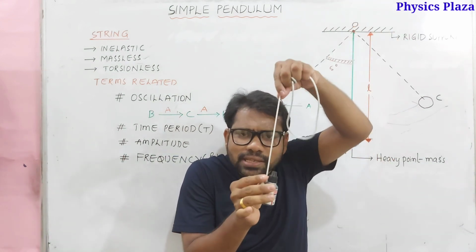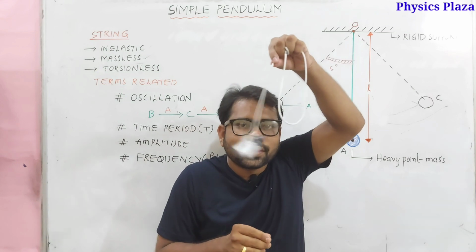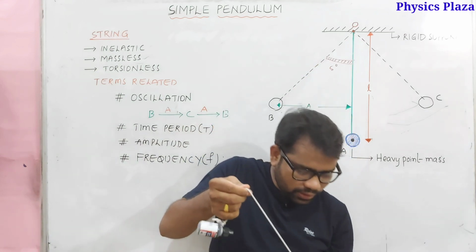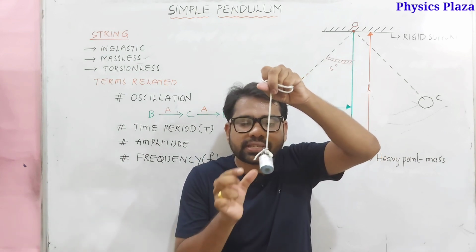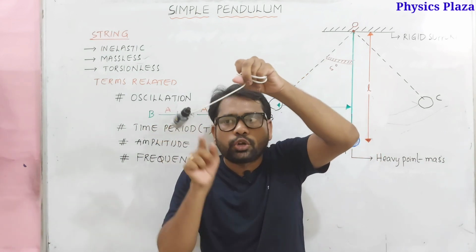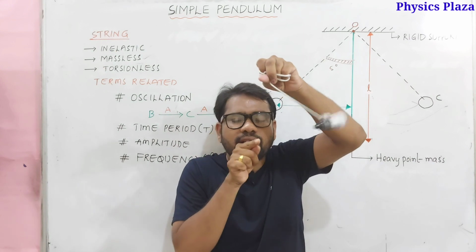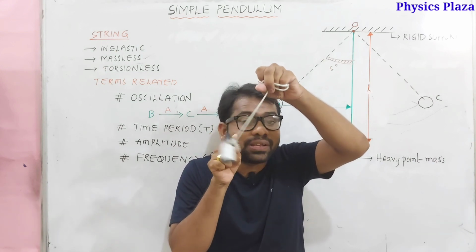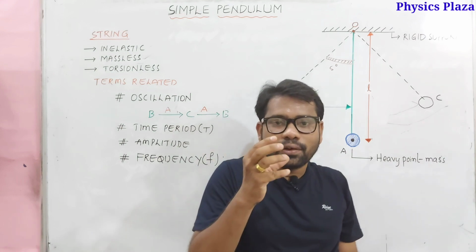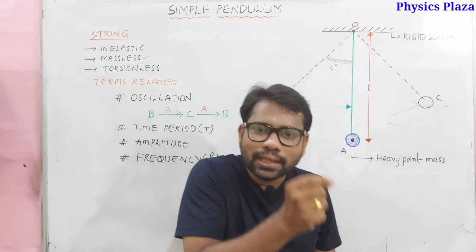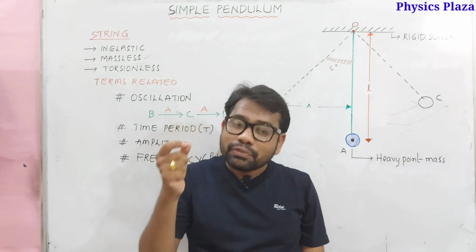Whereas when its length is less, dear children, what is happening here? Let me show properly. If its effective length is less, then to complete one oscillation it is taking very less time. Here it is very less time. Means here we can make three conclusions. We can make a relation between length, time period and frequency.